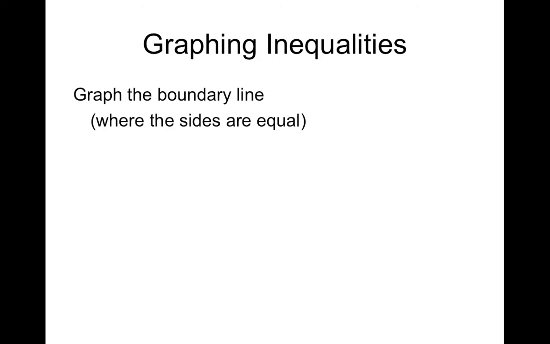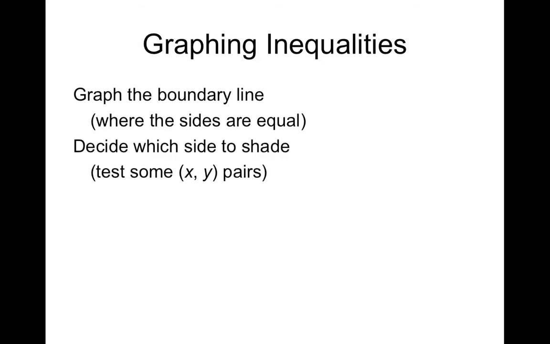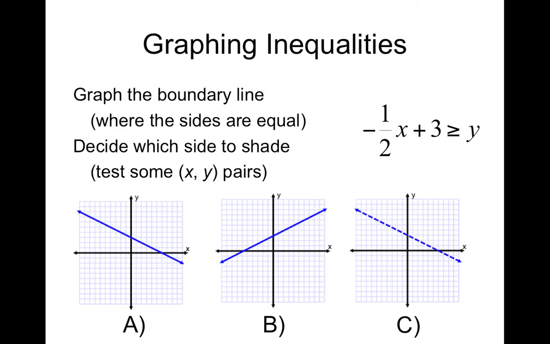So to recap, in order to graph an inequality, we'll first graph the boundary line. This is where the two sides of the inequality would be equal. Then decide which side of the line to shade by testing some xy pairs within the inequality to see where it's true. Let's illustrate this with an example. Negative 1/2 x plus 3 is greater than or equal to y. So first we'll want to graph the boundary line, where negative 1/2 x plus 3 is equal to y. Can you choose the graph that would correspond with this boundary?